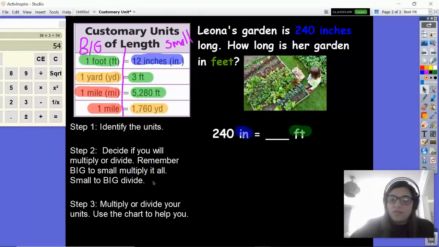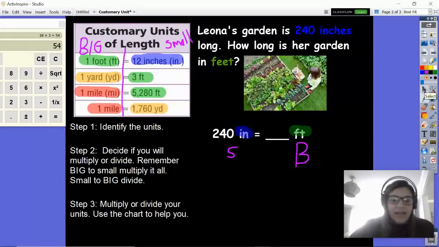Decide if you will multiply or divide. So I know that inches is small. I'm going to use an S to stand for small. And that feet is big. And I'll even make the B a little bit bigger just to show small versus big. So my inches is my smaller unit and feet is my larger unit.